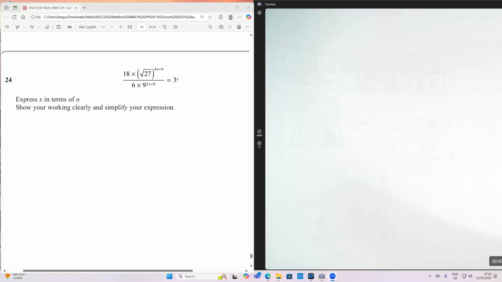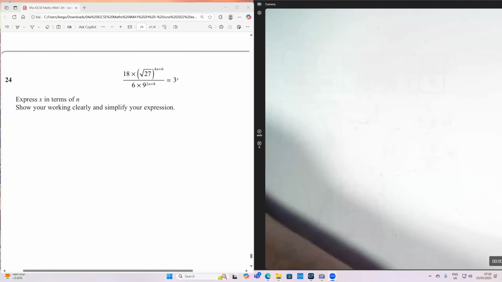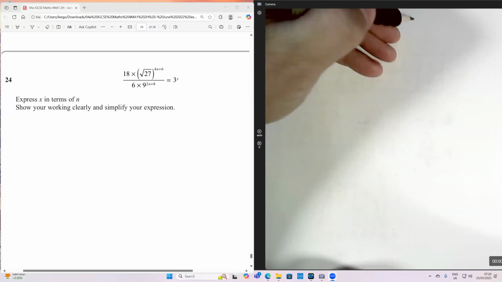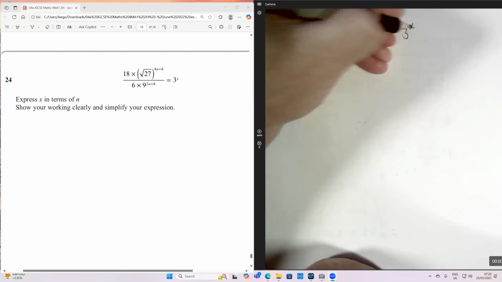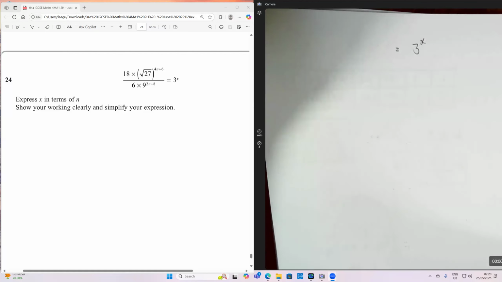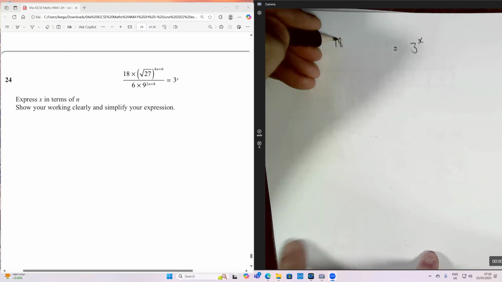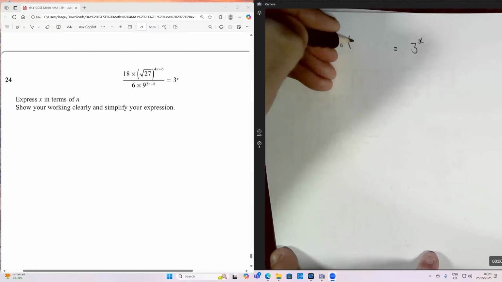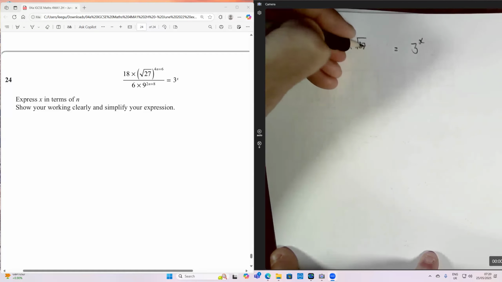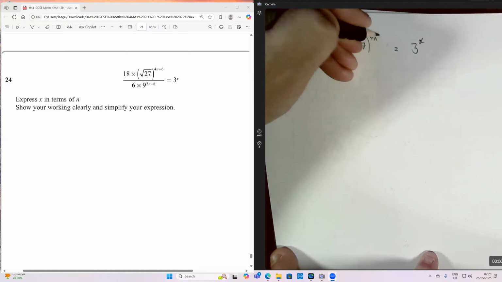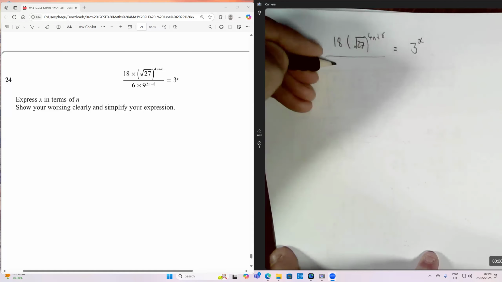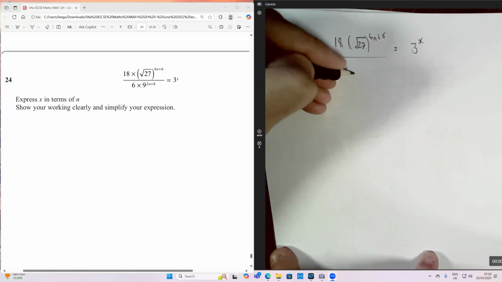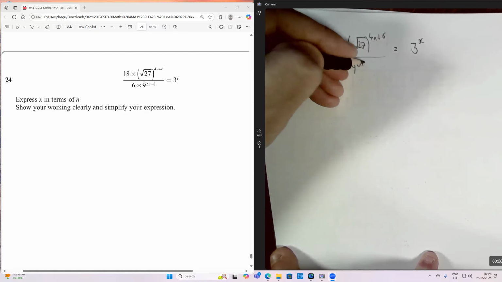Now, the key to understanding this question is that on the right hand side, we've got 3 to the power of x. So the goal is to get everything from the left hand side and express it as a power of 3. Okay, so let's just write that down. That is 18 times the square root of 27 to the power of 4n add 6, all over 6 times 9 to the 2n add 8.